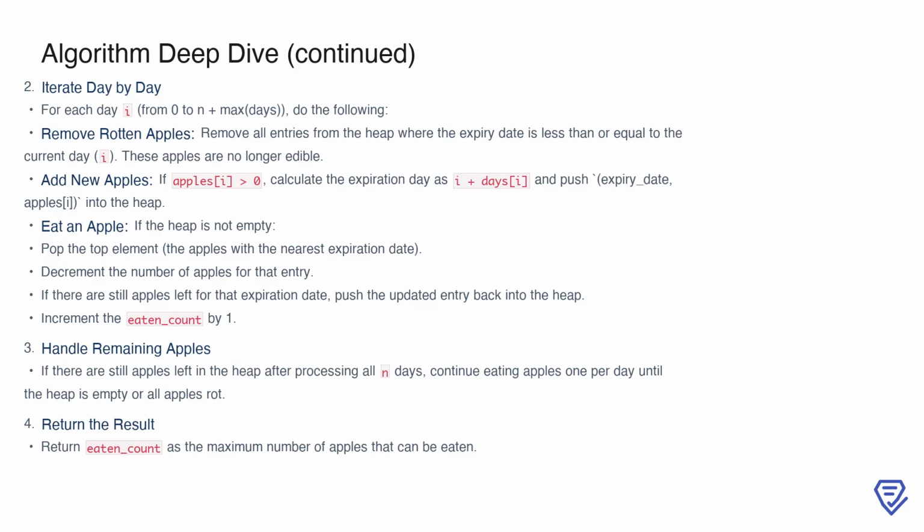After processing all the given days, we handle any remaining apples left in the heap. This involves continuing to eat one apple per day until the heap is empty or all apples have rotted. The result, stored in eaten_count, gives us the maximum number of apples we managed to eat.